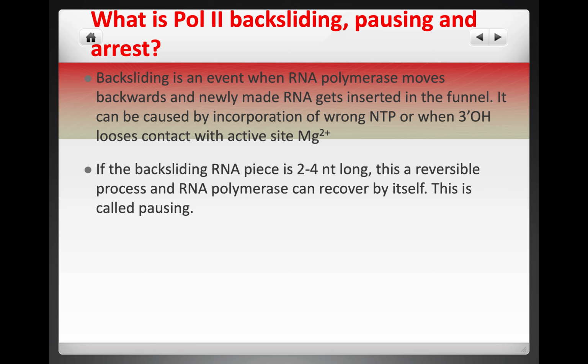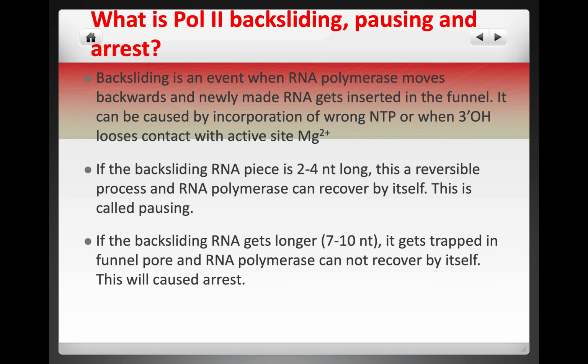So if the backsliding RNA piece is around 2 to 4 nucleotides long, usually this is reversible, and RNA polymerase can recover itself. This is called pausing. They pause, they correct it, and then they proceed with the transcription. But if the backsliding gets longer, 7 to 10 or more, it will get trapped in the funnel pore, which means something is stuck there and RNA polymerase cannot recover it itself. This would cause arrest.